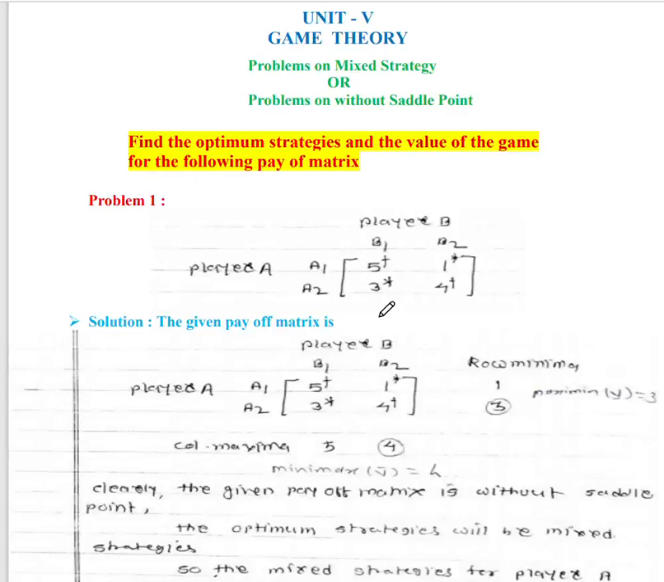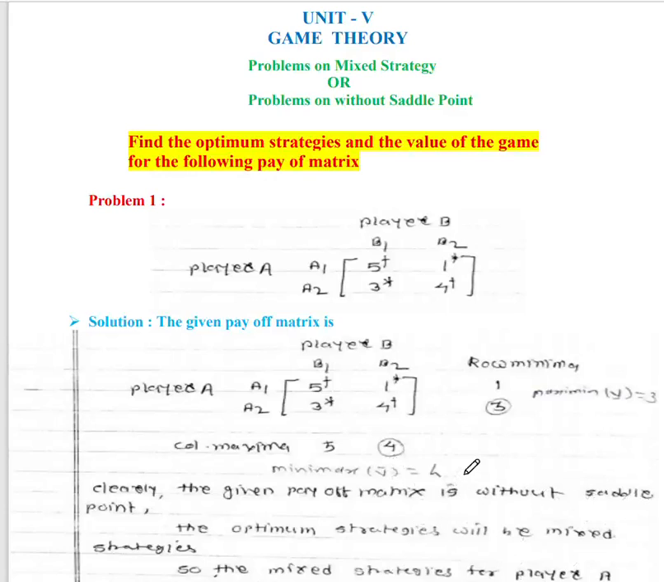Now here we have to find out the optimum strategy for player A and for player B, and then we have to find out the value of the game. So this is the question. Solution: the given payoff matrix has player A using two strategies A1, A2 and player B using B1, B2 strategies, with entries 5, 1, 3, 4. These are the payoffs for player A and for player B.